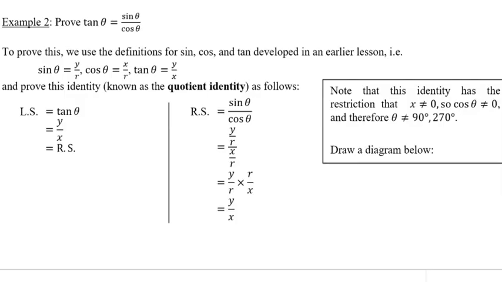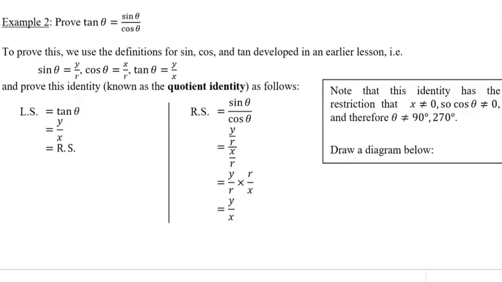You can go back to my video on 5.2 to see where I developed this. So sine theta is y over r, cos theta is x over r, and tan theta is y over x. And so if we're trying to prove this, then on the left side we have tan theta, on the right side we have sine theta over cos theta, and we need to break those down.